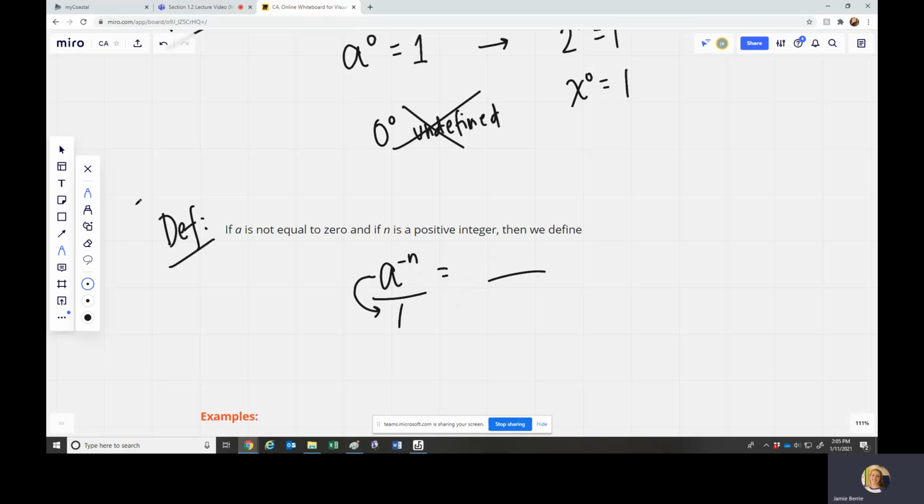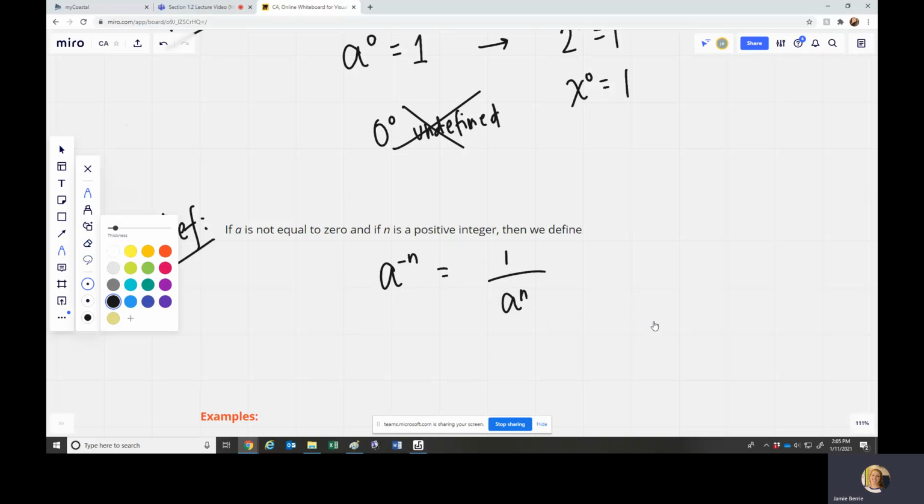So that becomes, in the bottom, you would have 1 times a to the n, and what's left in the top is just 1. Let me erase this first part, just so it looks a little neater. So a to the negative n is equal to 1 over a to the n. All right, so let me show you a little example of that.